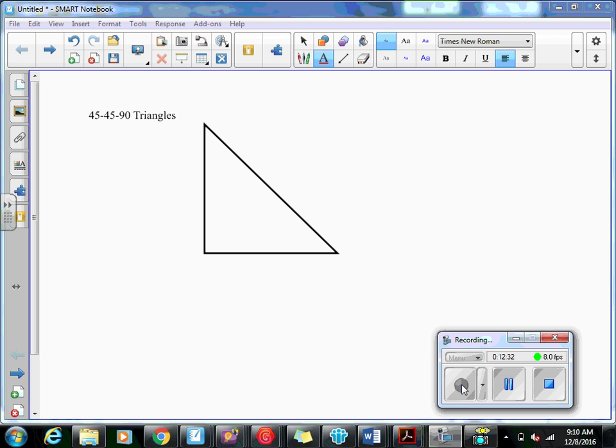Okay, so before we start on numbers 9 and 10, I want to refresh your memory on the special right triangles. Remember, you had two different types of special right triangles. We have a 45-45-90 triangle, and then we also had a 30-60-90 triangle. Number 9 and number 10 are the 45-45-90 triangles.